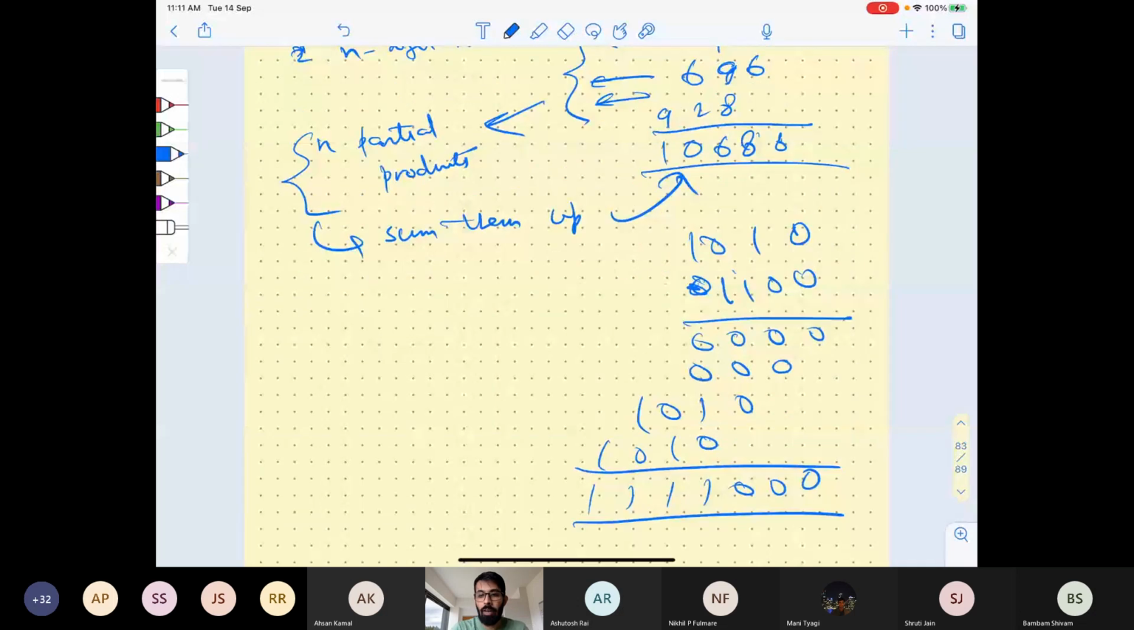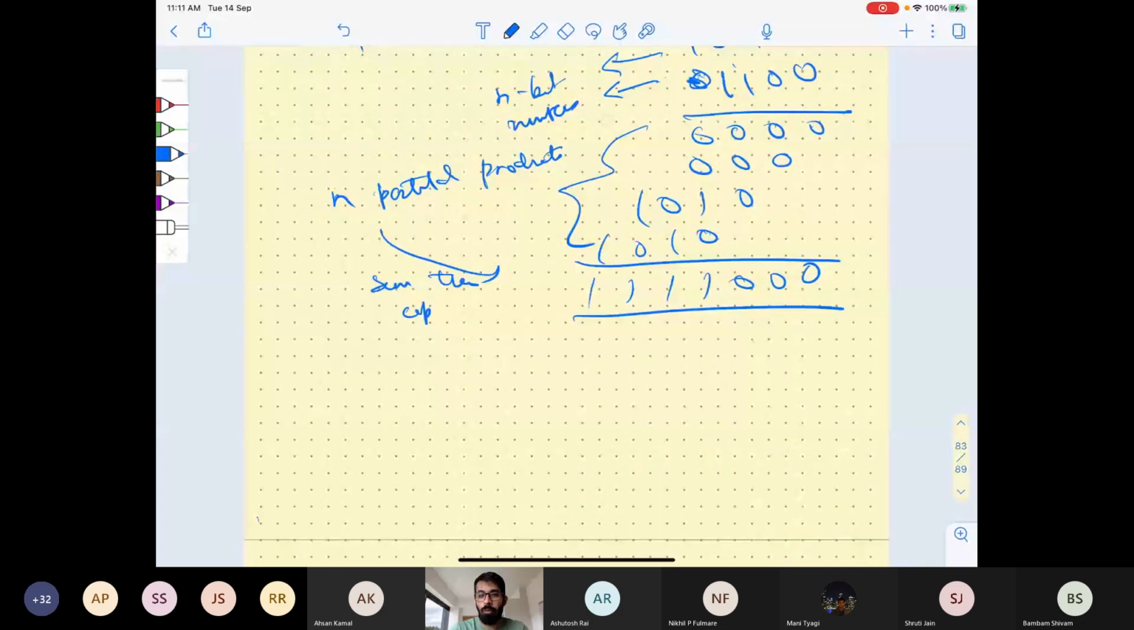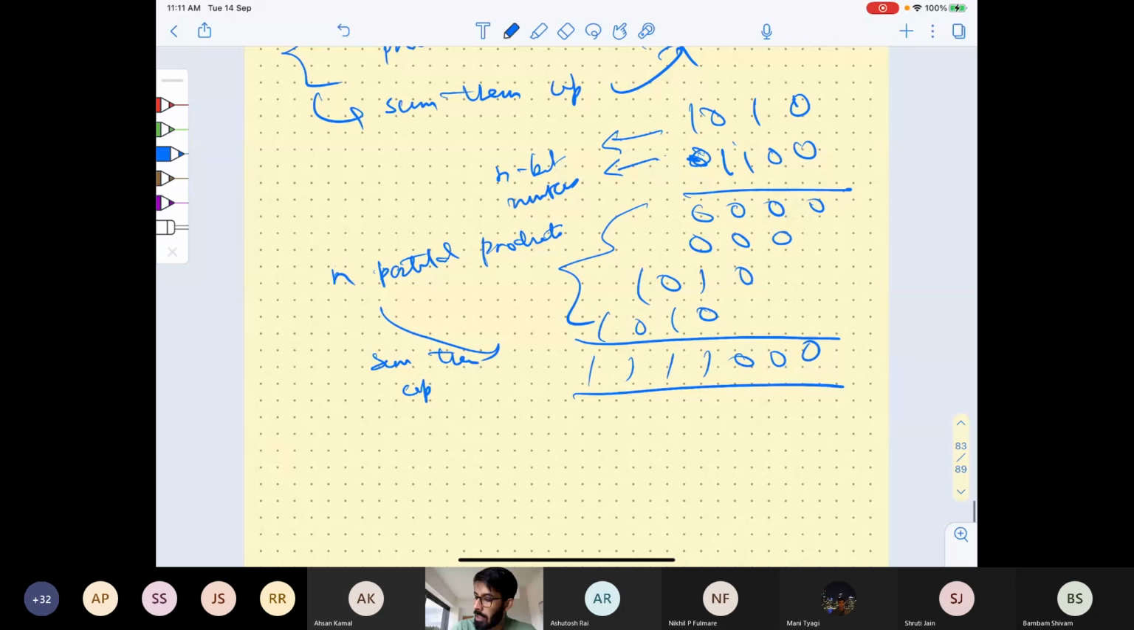How much time will it take to get one partial result? For these partial products, we take one digit and multiply it with this number. So how much time to get one partial product?